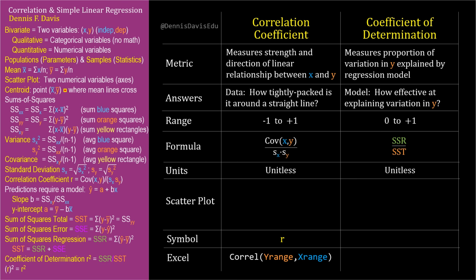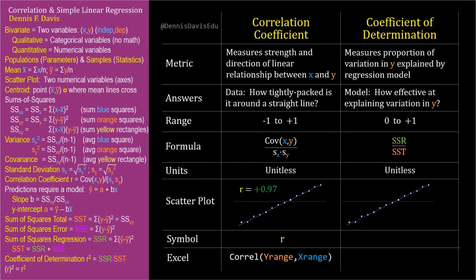On a scatter plot, the correlation coefficient R tells us how closely packed the data is about a straight line. Here's a small example with R equals plus 0.97, a very high positive correlation. Well, if the data is packed closely around a straight line, then that line will be our regression line, and since it's tightly packed, most of the variation from the mean will be explained by the regression model, and green SSR will be very close to orange SST. So if the correlation coefficient is high, the coefficient of determination will be high. They kind of seem to measure the same thing.